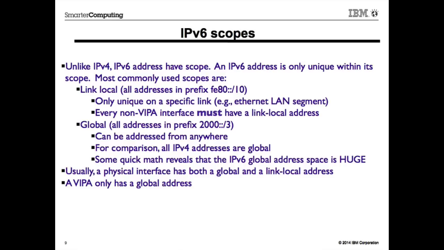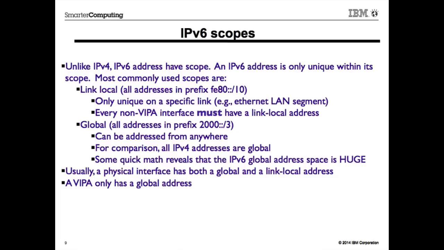And every IP address, every interface that's not a VIPA, must have a link local address, because in reality, link local addresses are how interfaces are addressed at the link level in IPv6. Then everything else is a global address. And the prefix of a global address is 2000::/3, so just the first few bits.